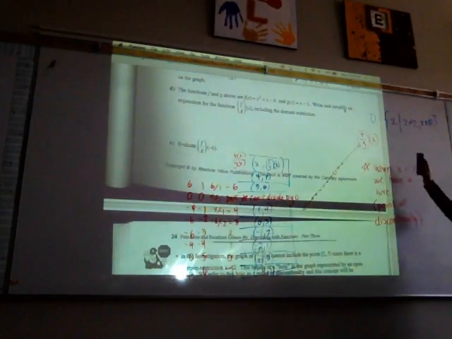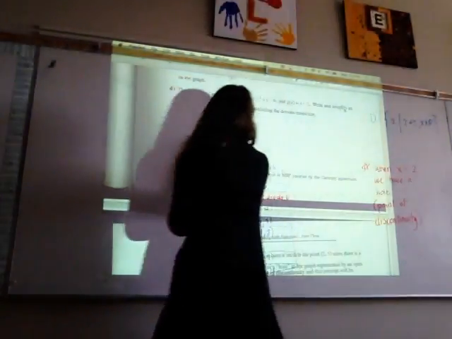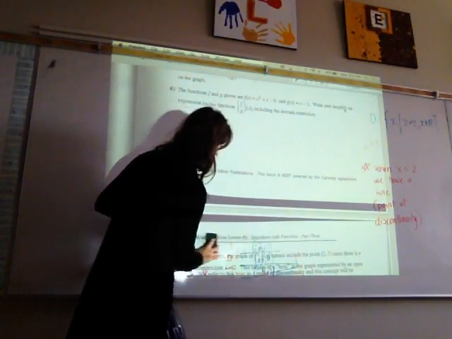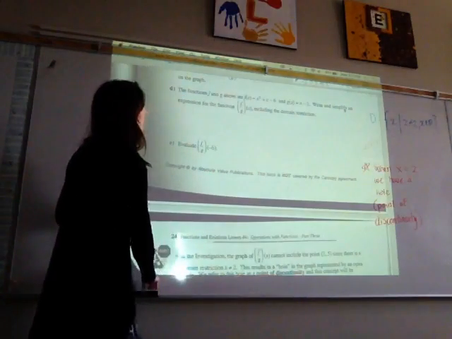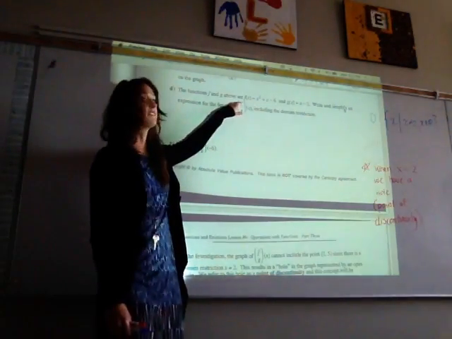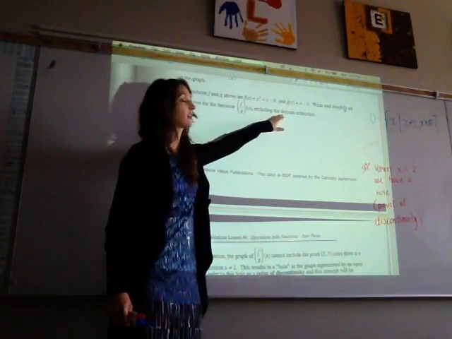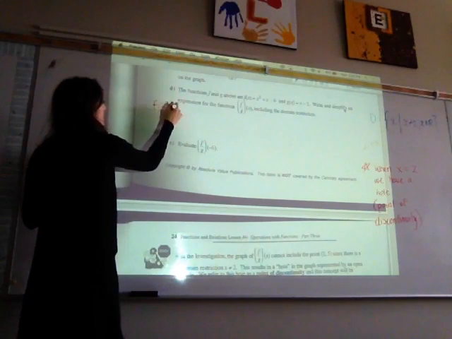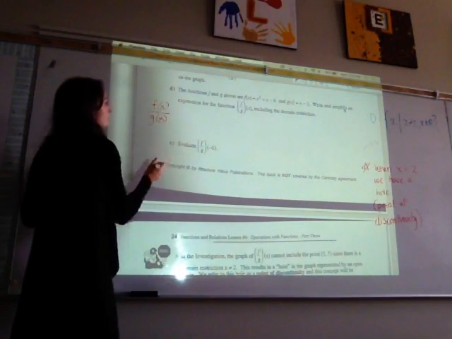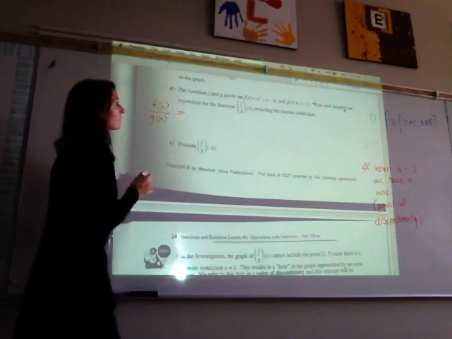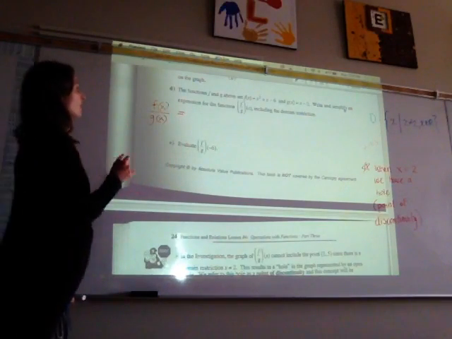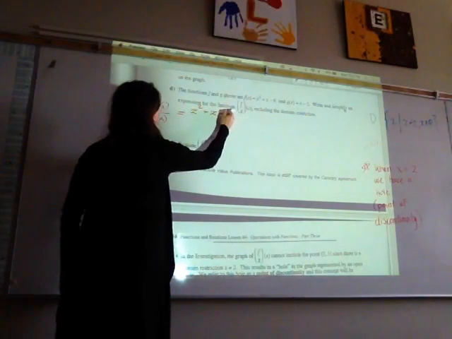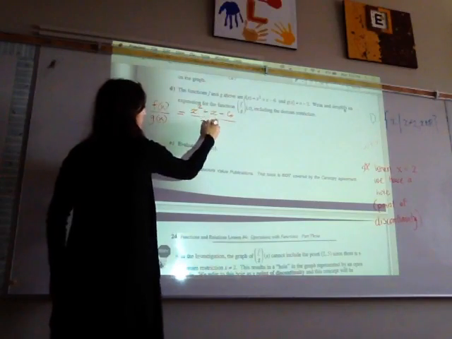Okay, so for part D, they're now telling us that the parabola was actually x squared plus x minus 6, and g of x, the line, was x minus 2. We have to find the expression for f of x divided by g of x, and then we're going to talk about the restriction on the domain. So f of x divided by g of x. We're going to write out f of x, which is x squared plus x minus 6, divided by x minus 2.